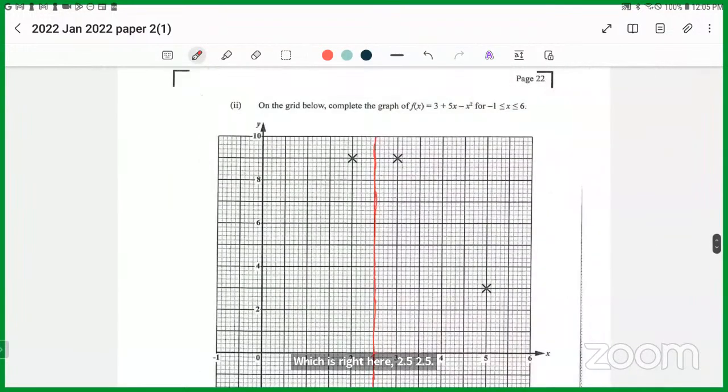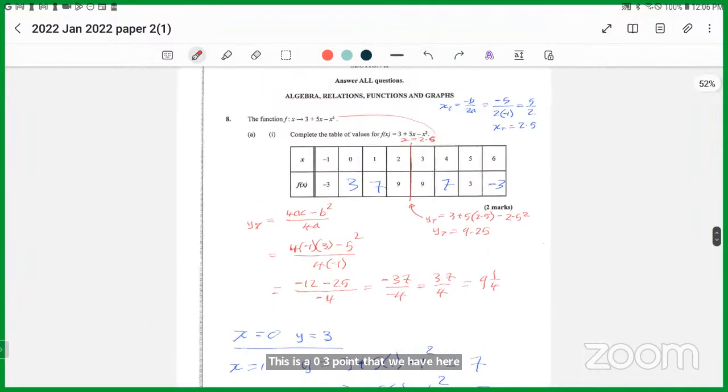So for example, see this point over here, this distance, there's a corresponding point, the same distance this way. So look at this now. This is how many units to the right? 1, 2, 3, 4, 5 units to the right of this line. So there's a point, 5 units on this side as well. 1, 2, 3, 4, 5, which is right here. This is a (0, 3) point that we have. See there? The (0, 3) point.